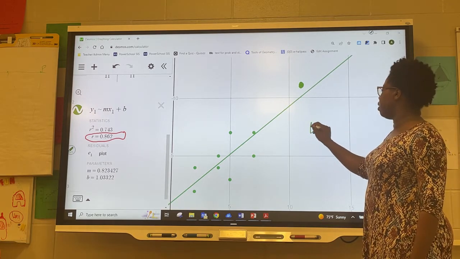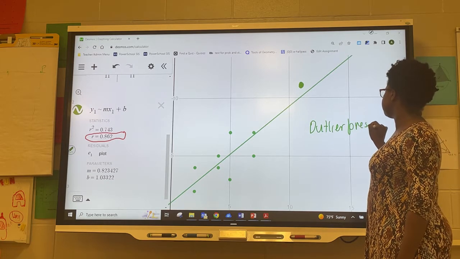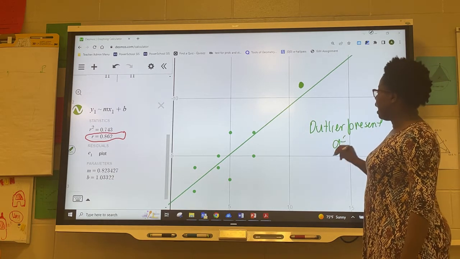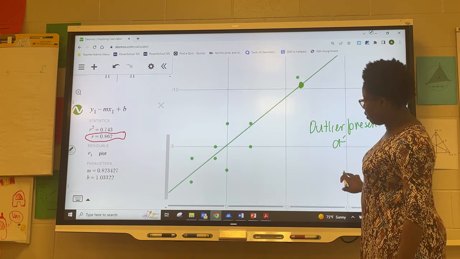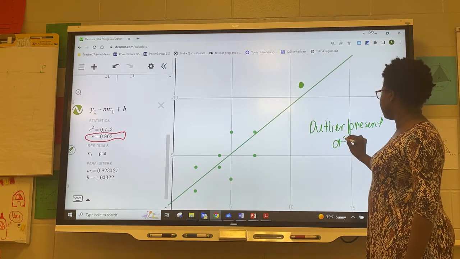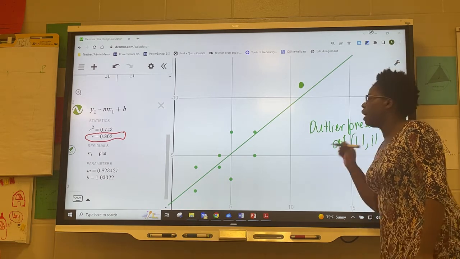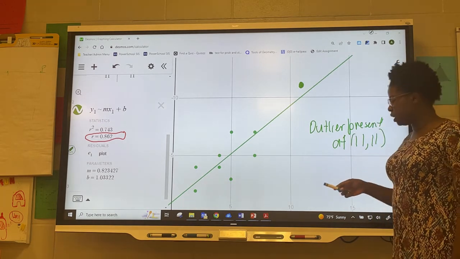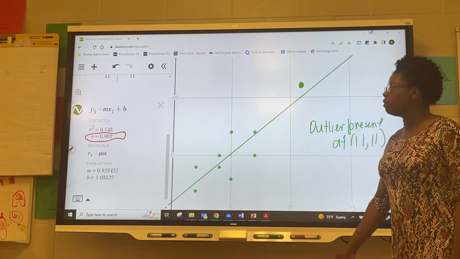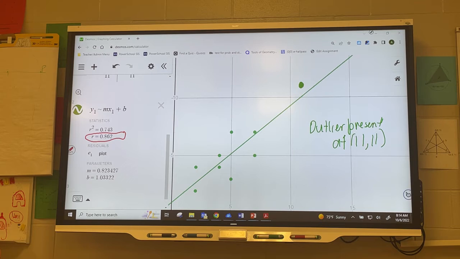So we're going to say outlier present at the point, and whatever this point is, that looks like 1111. So we're going to say outlier present at the point 1111. And so this will cover the condition that spoke about the outlier being present or not.